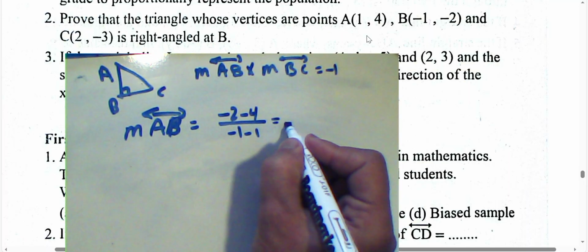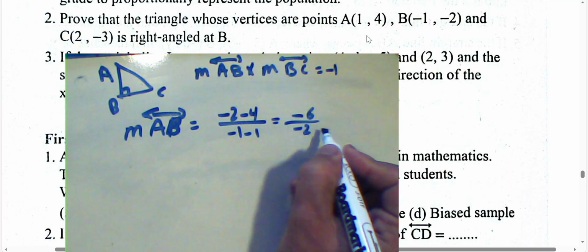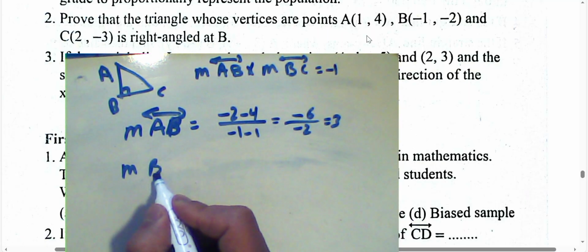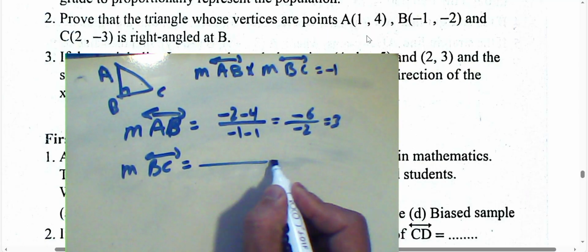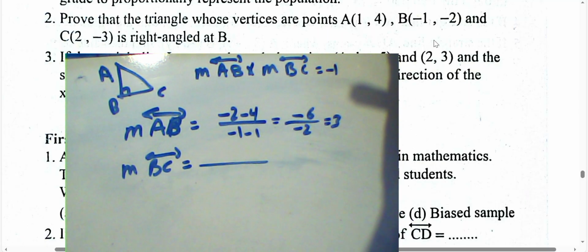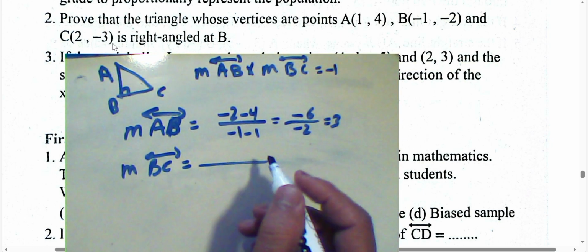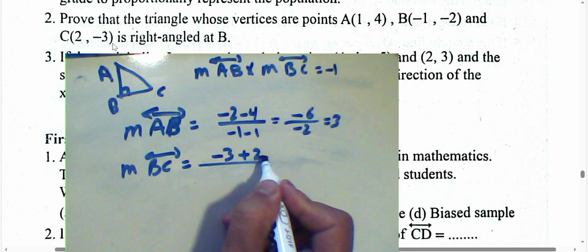Negative 2 minus 4 equal negative 6, over negative 2 equal 3. And slope of BC equal, we have B and C. Look at here, B and C. At negative 2 minus 3, or negative 3 minus 2, as you like. Okay, negative 3 minus 2, it will be positive 2.